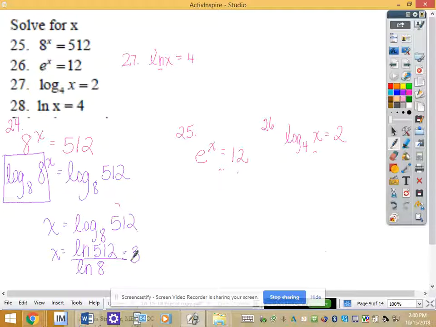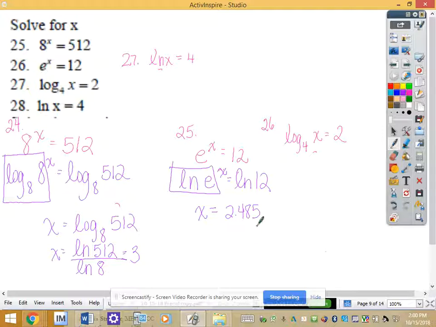For the next one, the opposite of e is ln, the natural log. So we're going to do that on both sides. So ln and e are going to cancel each other out. So I have x is equal to 2.485, which is the natural log of 12.